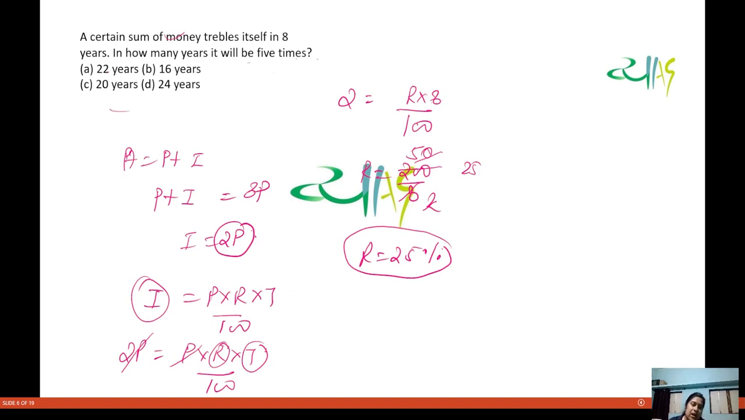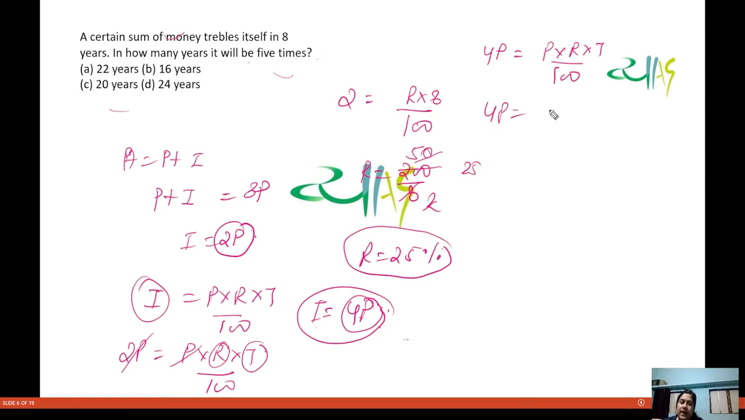Now it is asking in how many years it will become 5 times. So that means 4 times P. Interest now will be equal to 4 times P, because it is asking how many years it will be 5 times. So interest is equal to 4 times P here. Now put this 4P, then P into R into T by 100.